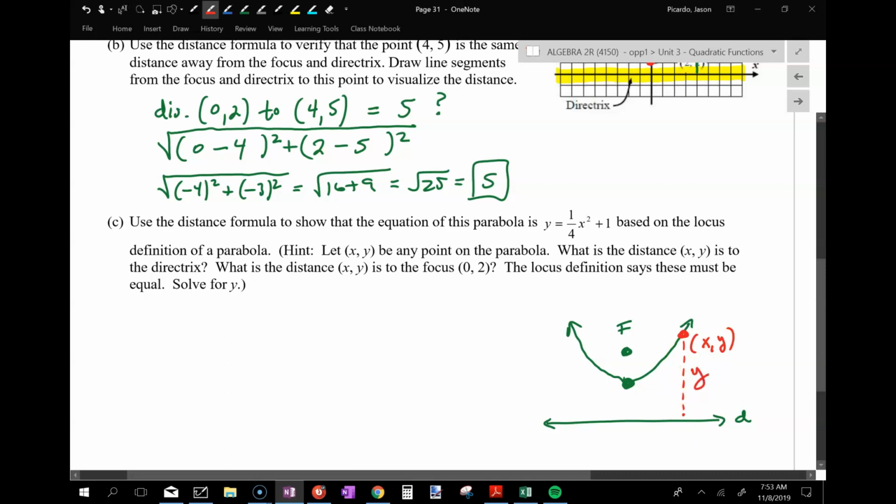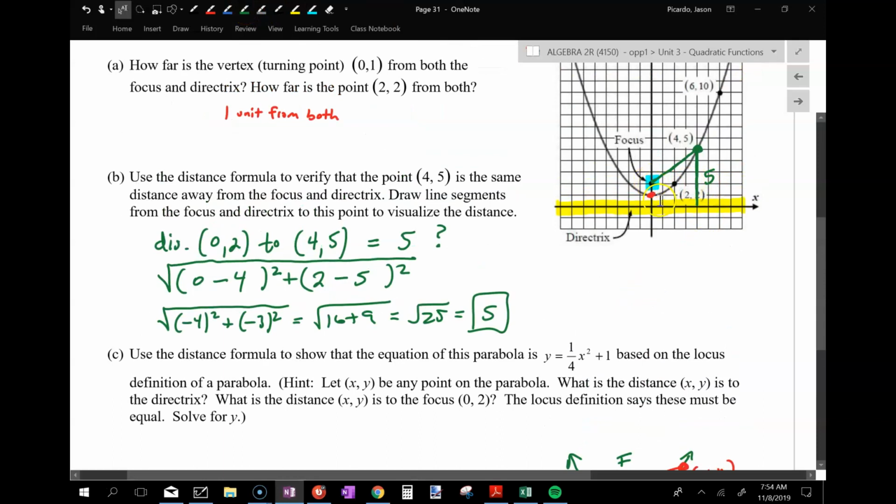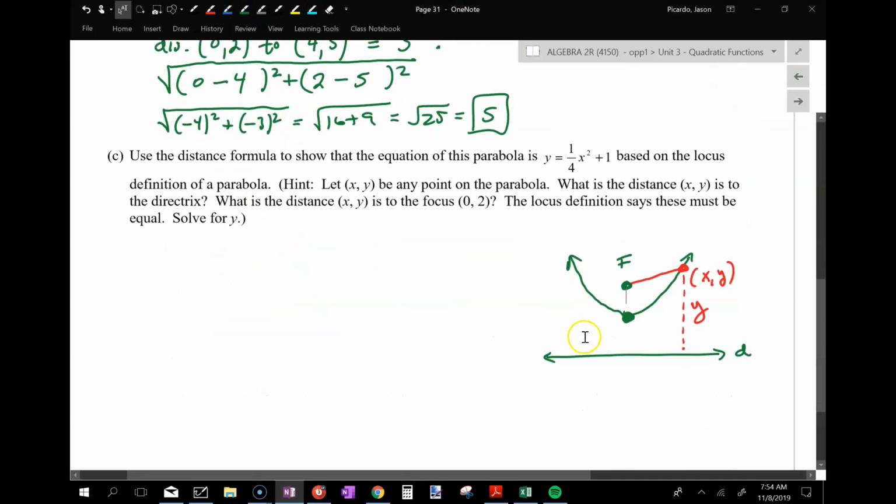All right, great. So what do I know? I know that this distance right here better be a y also. That better be a y also. Okay, well, what is the value of the focus? They said the focus was the point 0, 2. Okay, the focus was 0, 2.